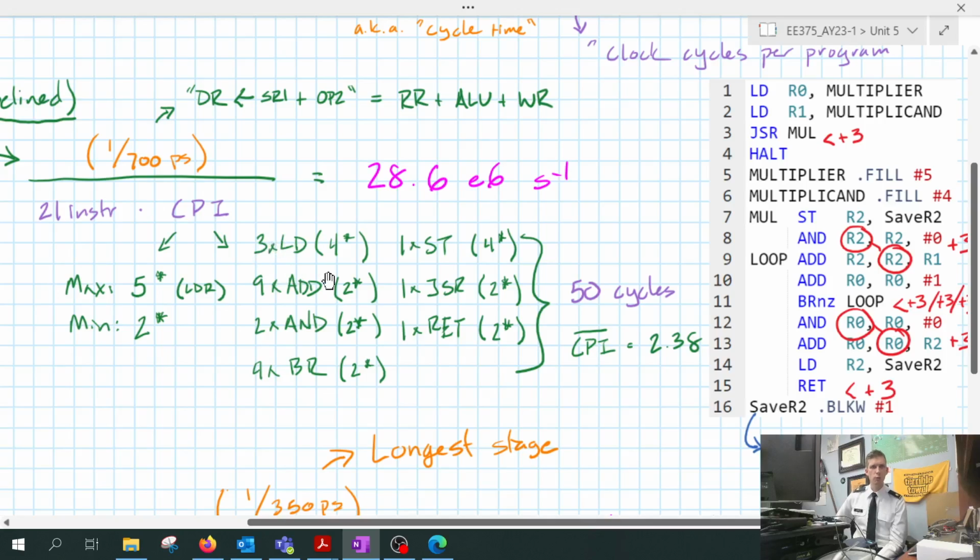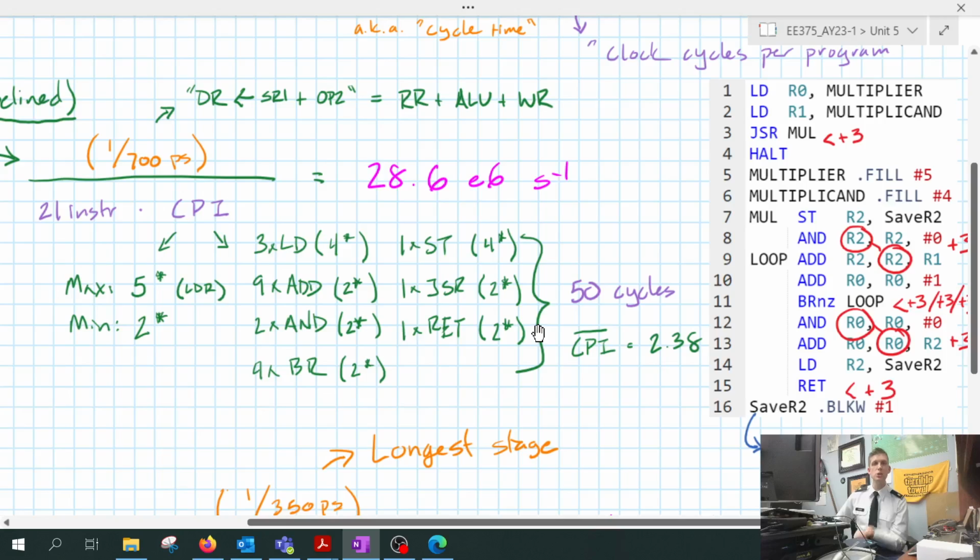So what you can see here is me computing the total number of clock cycles for this program. With 3 load instructions, if each one takes 4 clock cycles, that's 12 clock cycles from the load instructions. If I've got 9 add instructions and each one takes 2 clock cycles, then I've got another 18 clock cycles from the add instructions here. And of course, I'm including in this actual program the fact that we're looping here. So that's why I've got 9 add instructions, because these 2 add instructions occur multiple times.